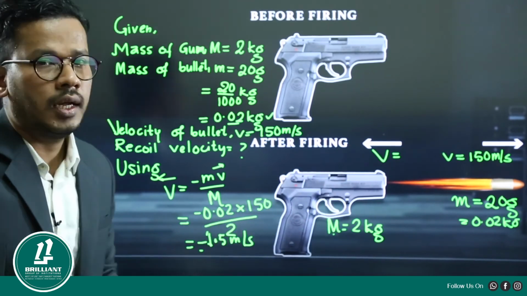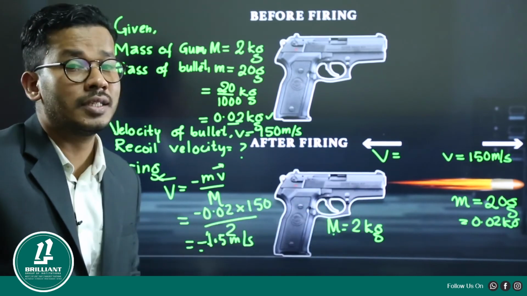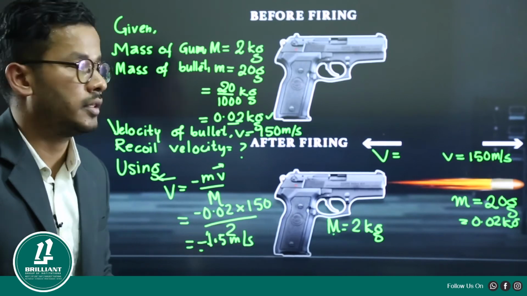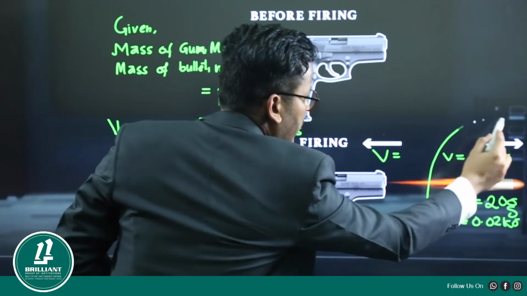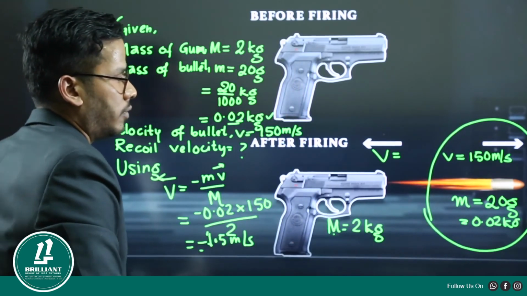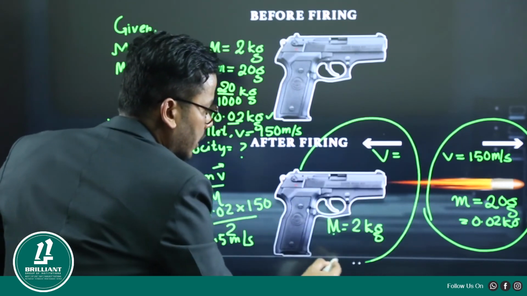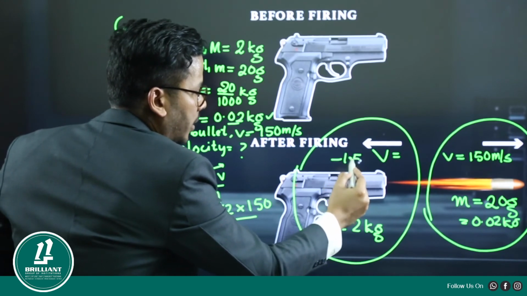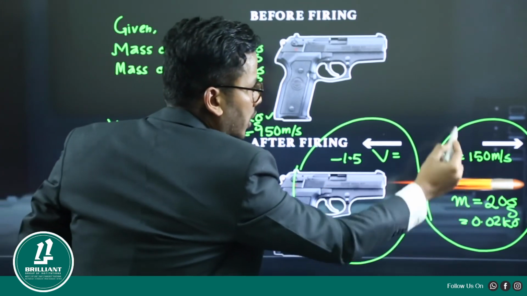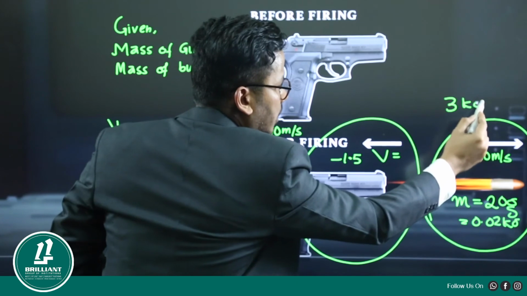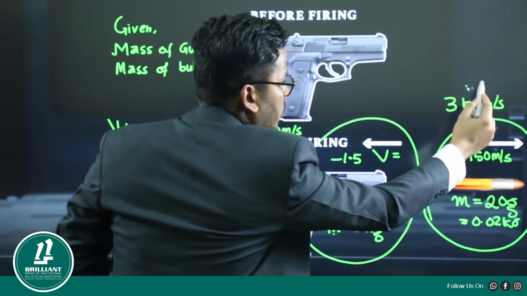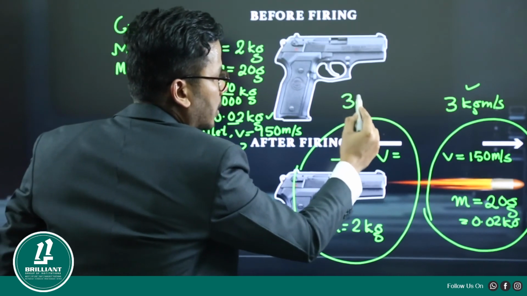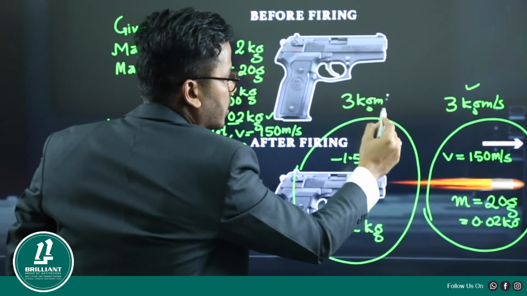Fine. Let me see whether in the entire system it satisfies the law of conservation of momentum. And how can we do that? Just find out the momentum of this bullet, find out the momentum of the gun. Right now, we found the velocity to be minus 1.5, right? On multiplying both, you will get 3 kg meter per second, that's the SI unit for momentum. Multiply both for the bullet, you're also going to get the same, 3 kg meter per second.